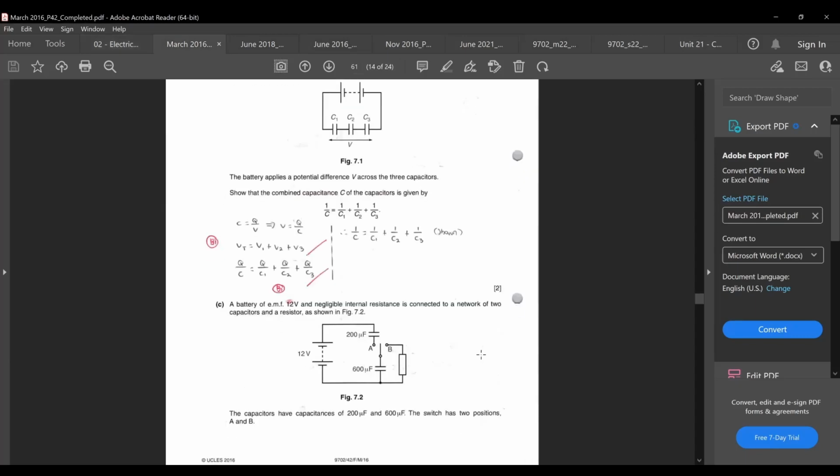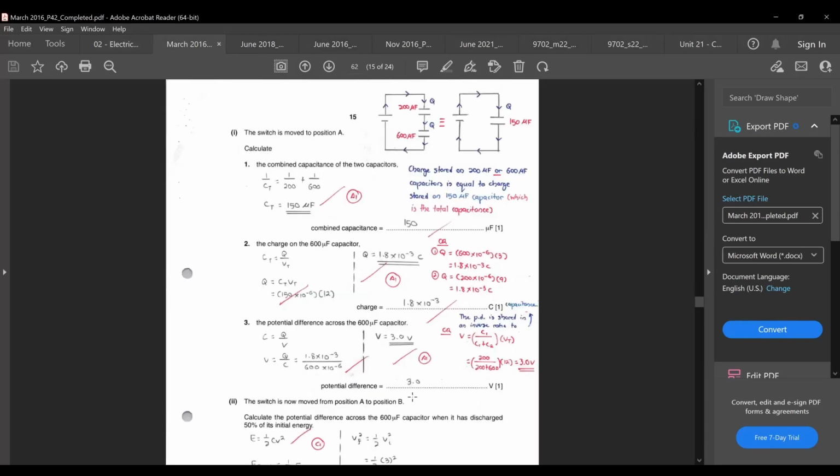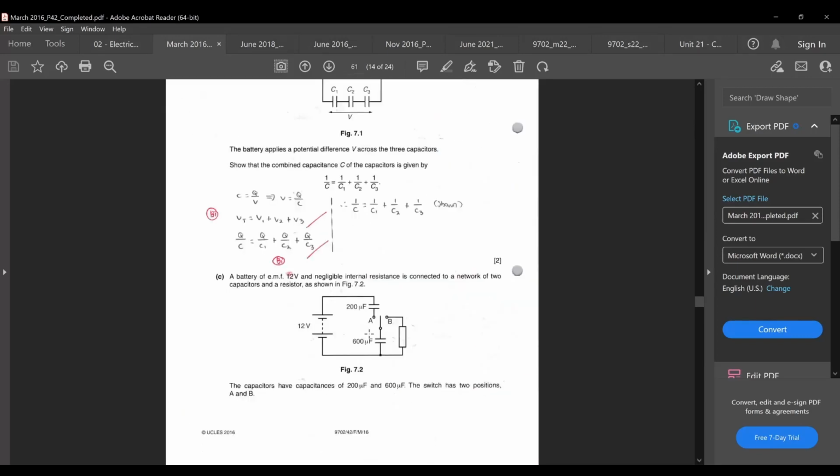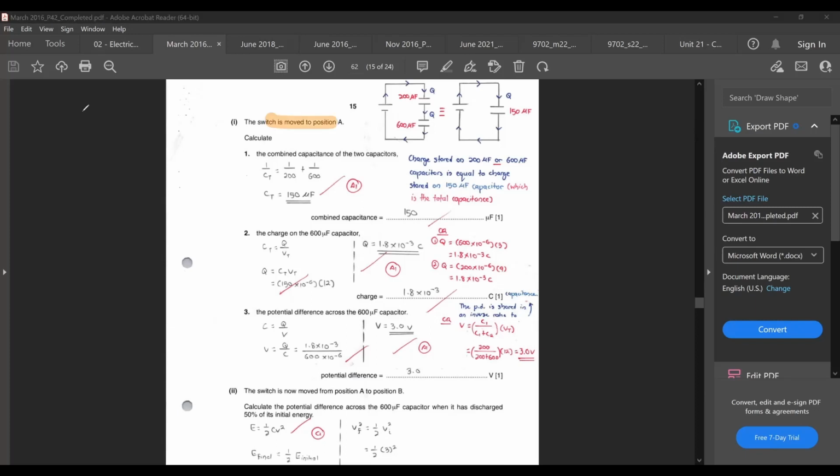So this one, usually for questions like this, it often helps if you try to draw out your circuit and try to simplify it step by step. So for example, when they tell you that your switch is moved to position A, it will be good to try and draw it out as it is first, and then try to simplify it step by step. So right now, if you're talking about position A, this one should have been how your circuit looks.